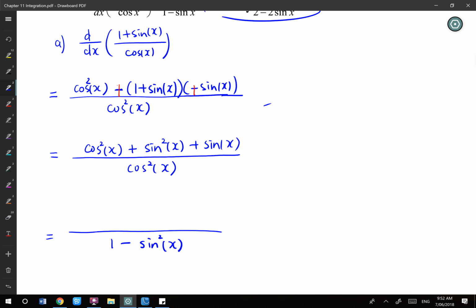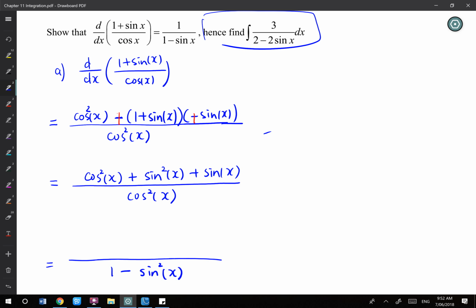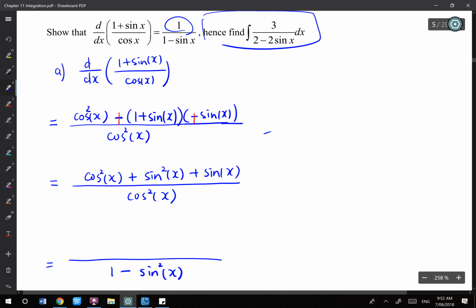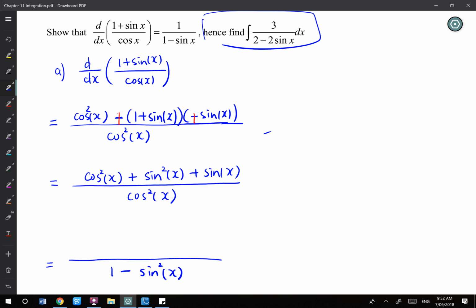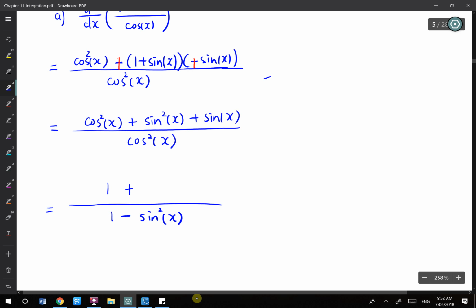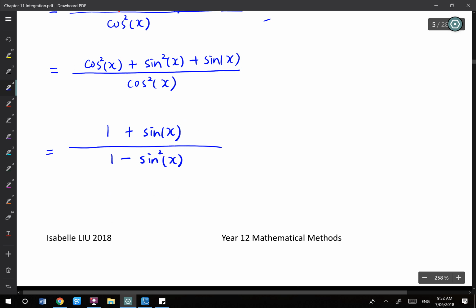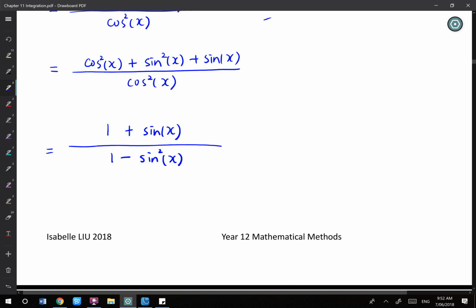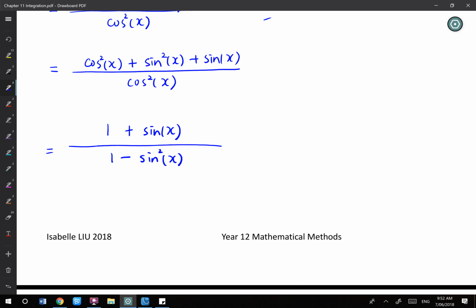Then I look at the top. Well, top is just a 1. I don't have sine, I don't have cosine, I don't have anything. So sine squared and cosine squared will give me a 1. So that makes me have 1 plus sine x. That really looks good now. It really looks similar to what I want. Okay, but not yet.